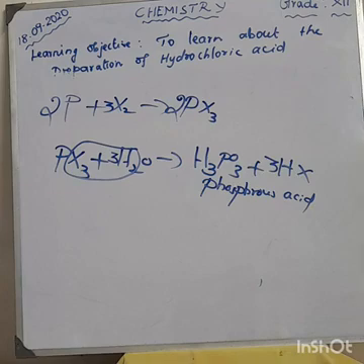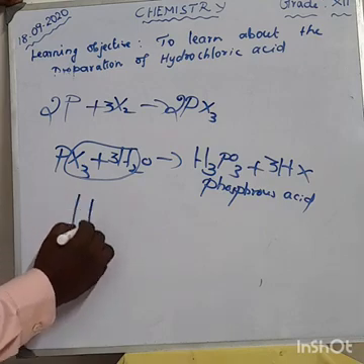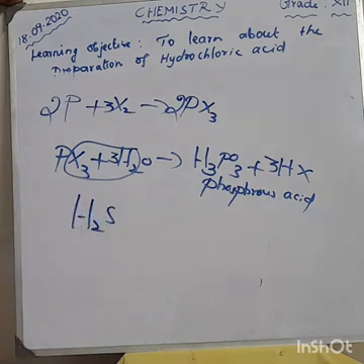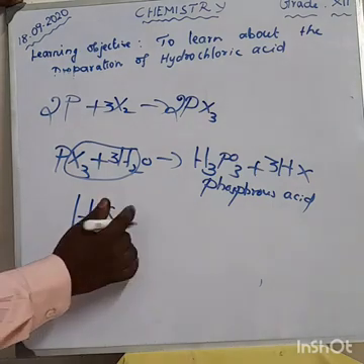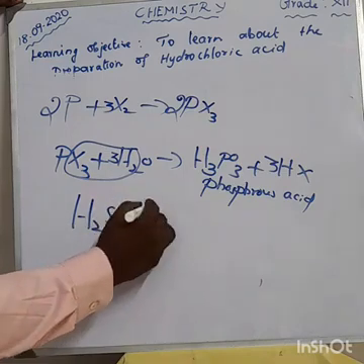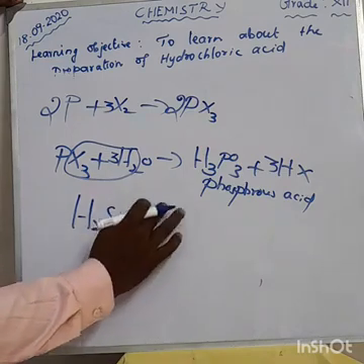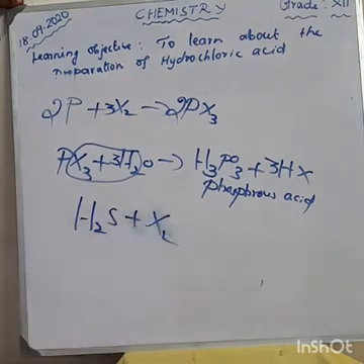Halogens are reduced to hydrogen halide by hydrogen sulfide. Here we are taking hydrogen sulfide. The formula for hydrogen sulfide is H2S. Am I right? Here the halogen is reduced. We are taking X2. What is X2? Maybe fluorine, chlorine, bromine, iodine.